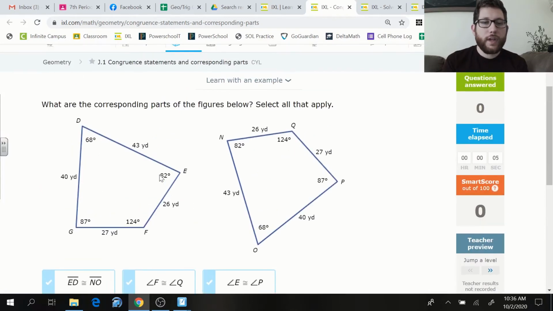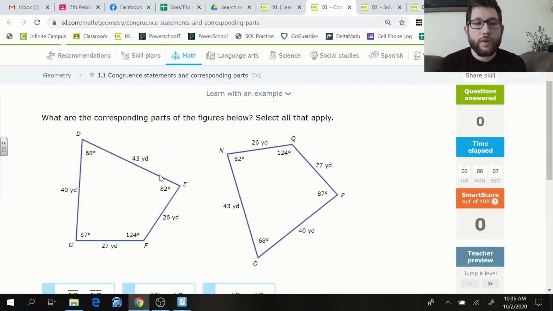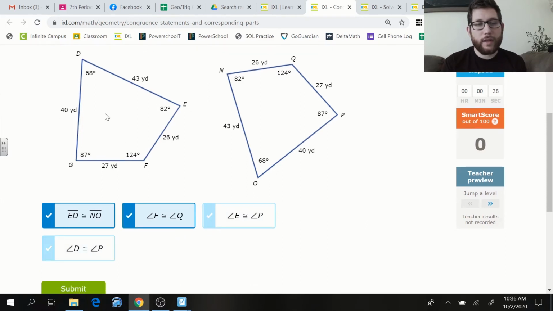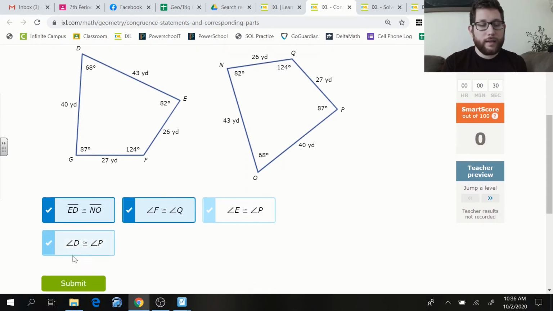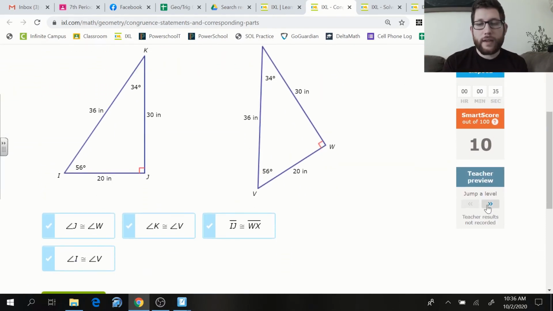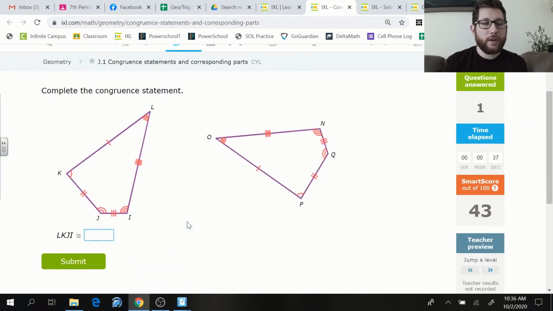So the first IXL asks you which are the corresponding parts that are congruent, okay? And this should be pretty easy. Does ED match with NO? You look over here at ED, you got 43, check NO, 43, that checks out. Does F match with Q? 124, 124, that checks out. Does E match with P? 82 and 87. It does not. Does D match with P? 68 and 87. It does not. Okay, and so that's part of it, just finding the correct pieces that match up here.